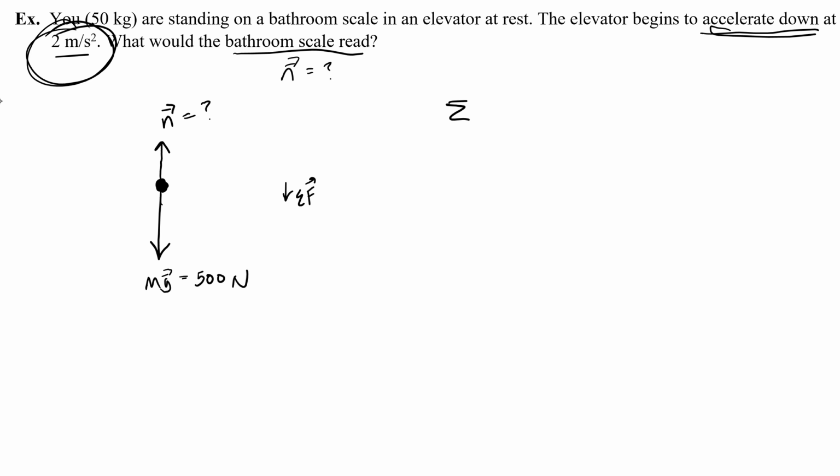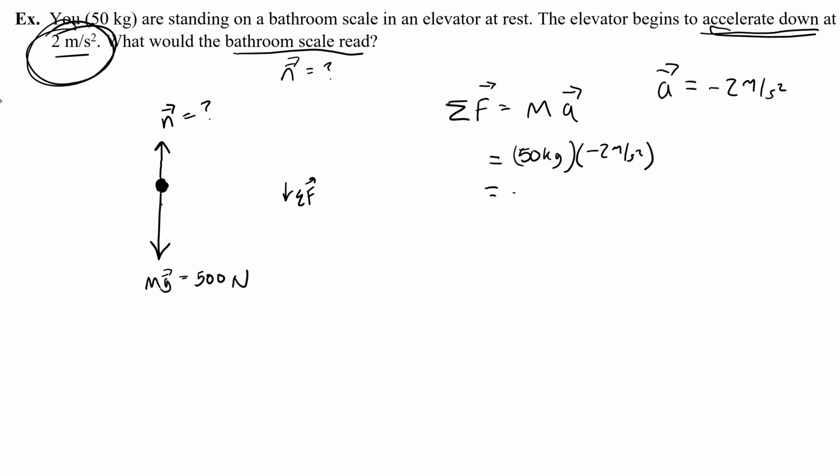I know that the net force is equal to mass times acceleration. And I know that the acceleration is 2 meters per second squared down, so -2. And I can find the net force by taking 50 kilograms and multiplying it by -2 meters per second squared, which gives me -100. So I know the net force is 100 down.